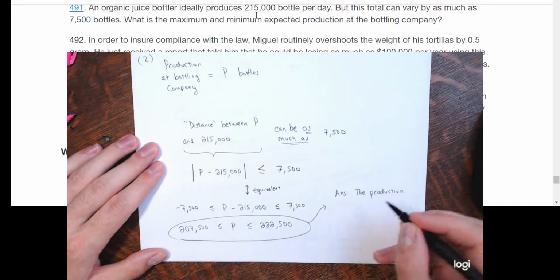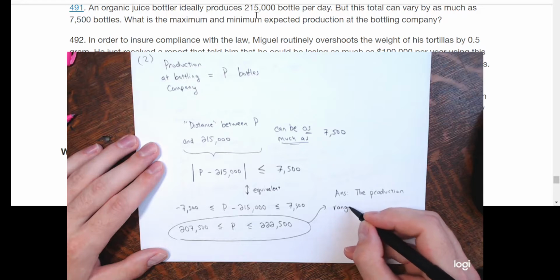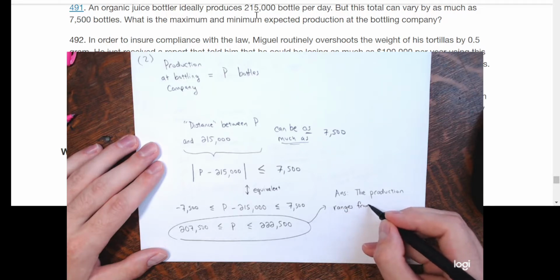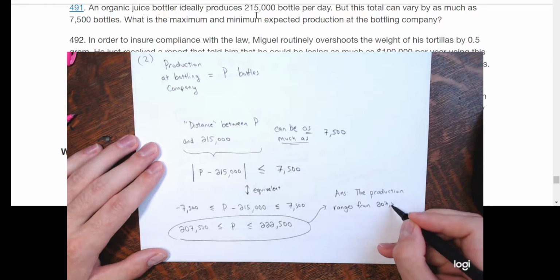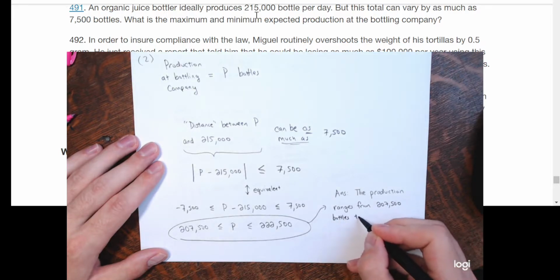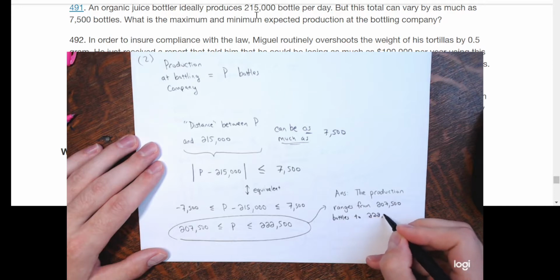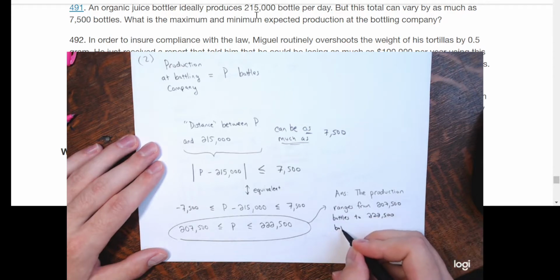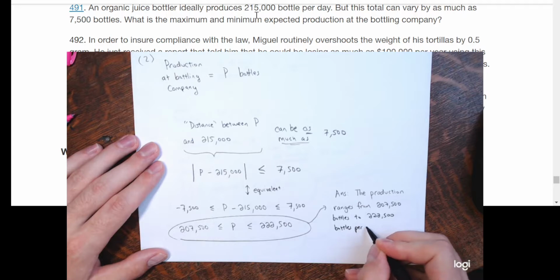So the production ranges from 207,500 bottles to 222,500 bottles per day. All right, there you go.